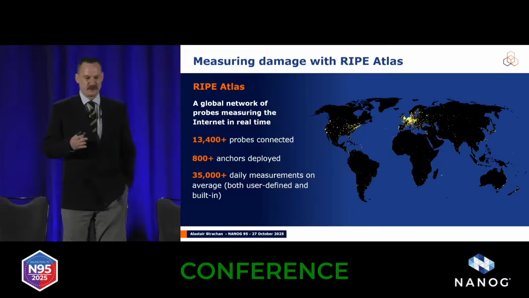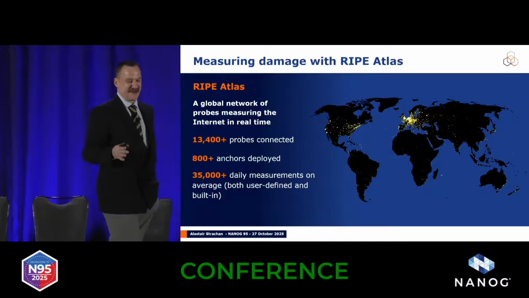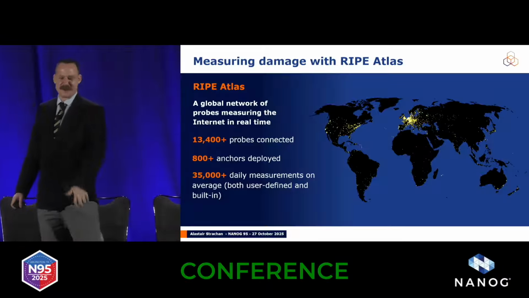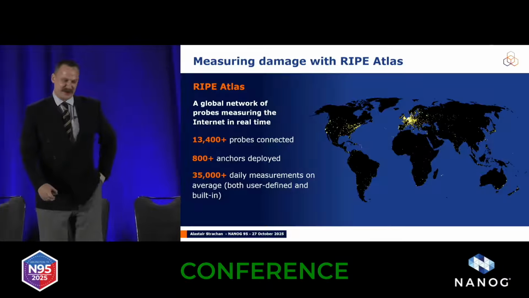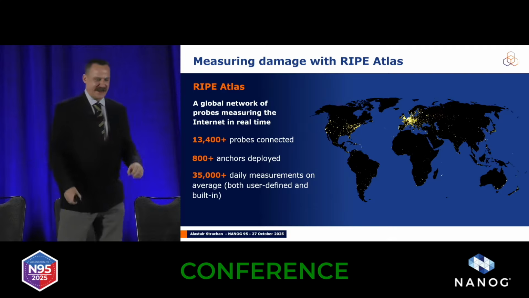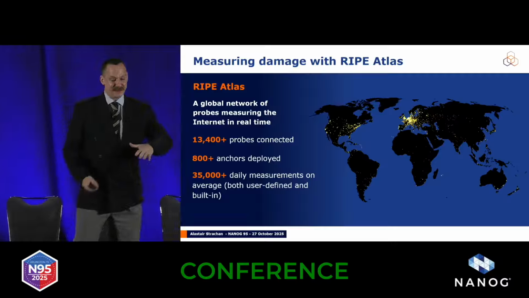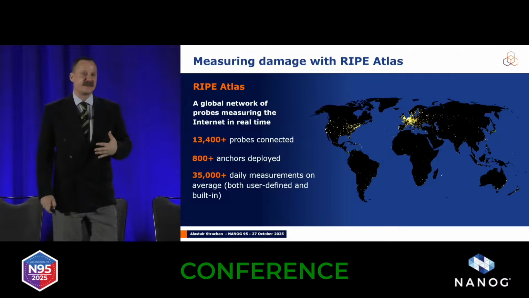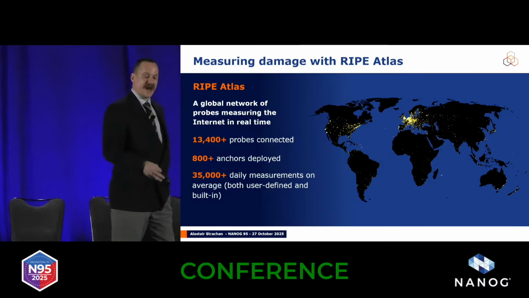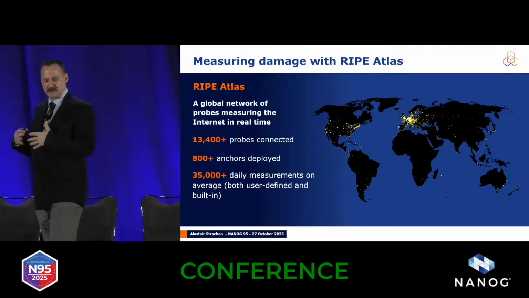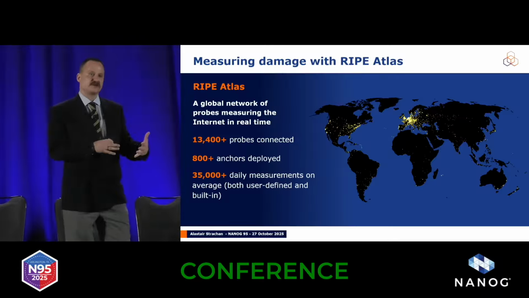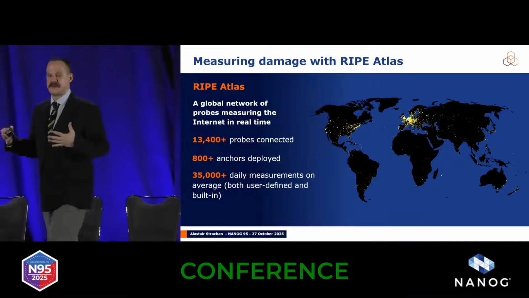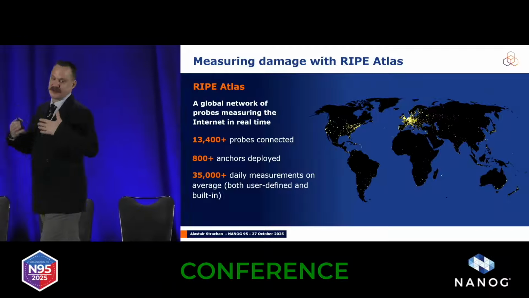Fun fact, well, not that fun, but an interesting fact about myself: my very first job at the RIPE NCC was shipping version 1 probes when we had 100 of them online. I used to spend all day with a barcode scanner putting probes into packages. Thankfully, we've moved on from that. We now have over 13,000 probes online and over 800 anchors. These run constant measurements, daily, both user-defined and built-in. This gives us at the RIPE NCC a whole host of data that we can use to do cool stuff like this.